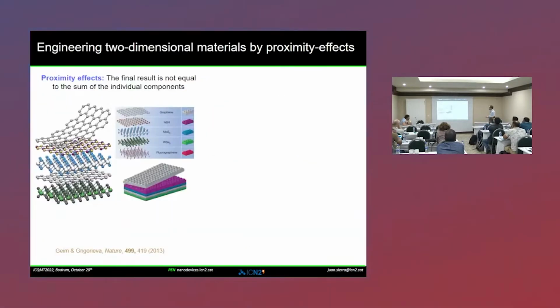So again, these are proximity effects. The take-home message is that when you combine these materials in these complex vertical heterostructures, the final result is not equal to the sum of the individual components. So you can imprint properties that are not in the pristine form.